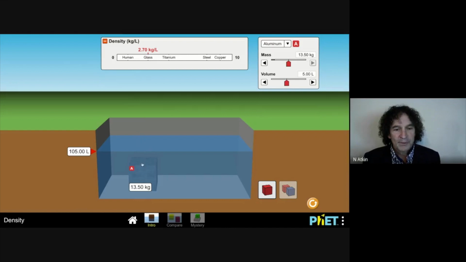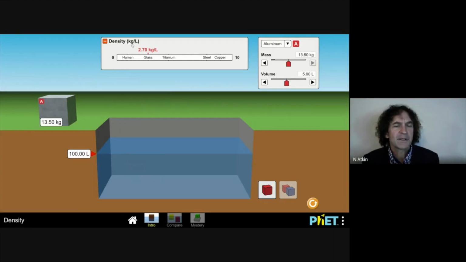So what you can do with this is you can have a look. So this is the density. They're using kilograms a liter. That's actually the same thing as grams per centimeter cubed. It's the same. And we can see the different values that we actually have for different substances. So if I look at aluminium, it has a density of 2.7 kilograms per liter. That's less dense than titanium and way less dense than steel.